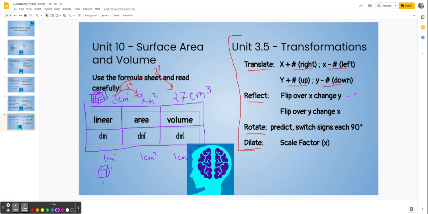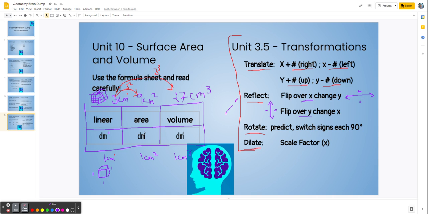If I'm reflecting over the x-axis, which is horizontal, whatever the y is, I change the sign. If you're flipping over the x-axis, you change the sign of the y and keep the x. If you're flipping over the y-axis, you're flipping right to left, so you keep the y and you change the x. If you flip over the y-axis, you're flipping right to left, so you change the x. If you're flipping over the x-axis, you keep the x and you change the y.